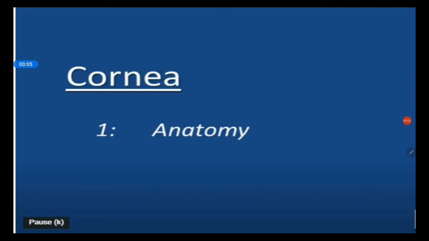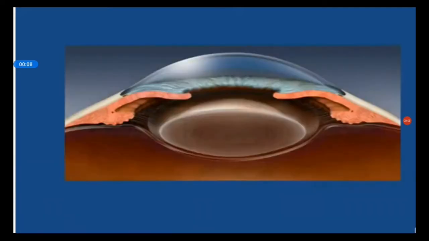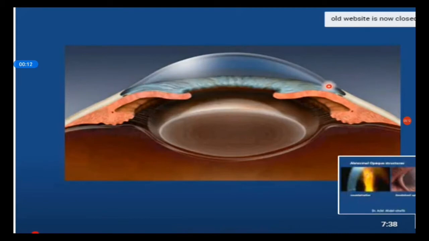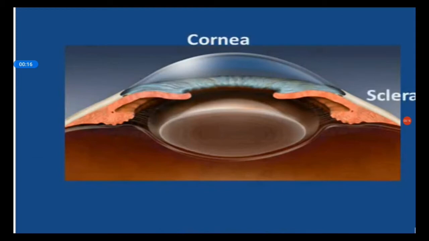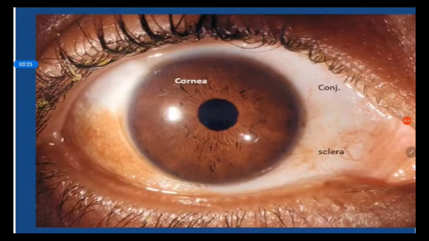I'm going to start with the anatomy of the cornea. The cornea is the transparent part of the outer coat. It is continuous with the sclera at the limbus. Through the cornea, we can see the iris and the pupil. So here, the cornea, and this is the limbus. And here we can see the sclera covered by the transparent conjunctiva.